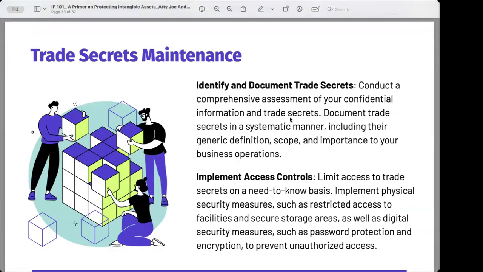So the first thing is to determine, hey, this is something we want to keep secret. And then the second is to implement controls to make sure that everybody knows it's secret.